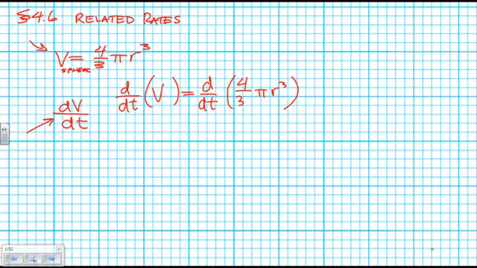Wait, volume changes with time. If I told you that I was pumping up the balloon at a rate of 10 cubic inches per second, and I told you I pumped it up for 10 seconds, could you tell me the new volume? Started at 0. I pumped it up for 10 seconds, 10 cubic inches per second.